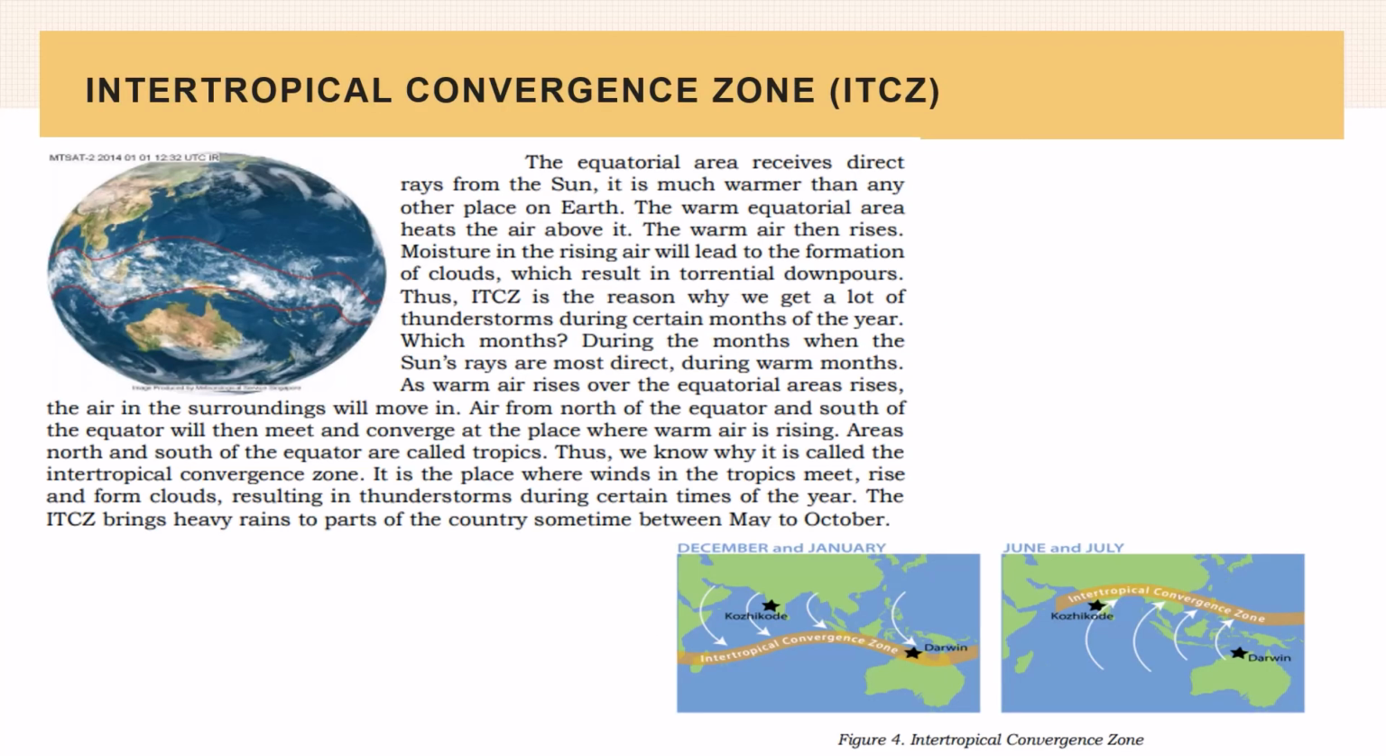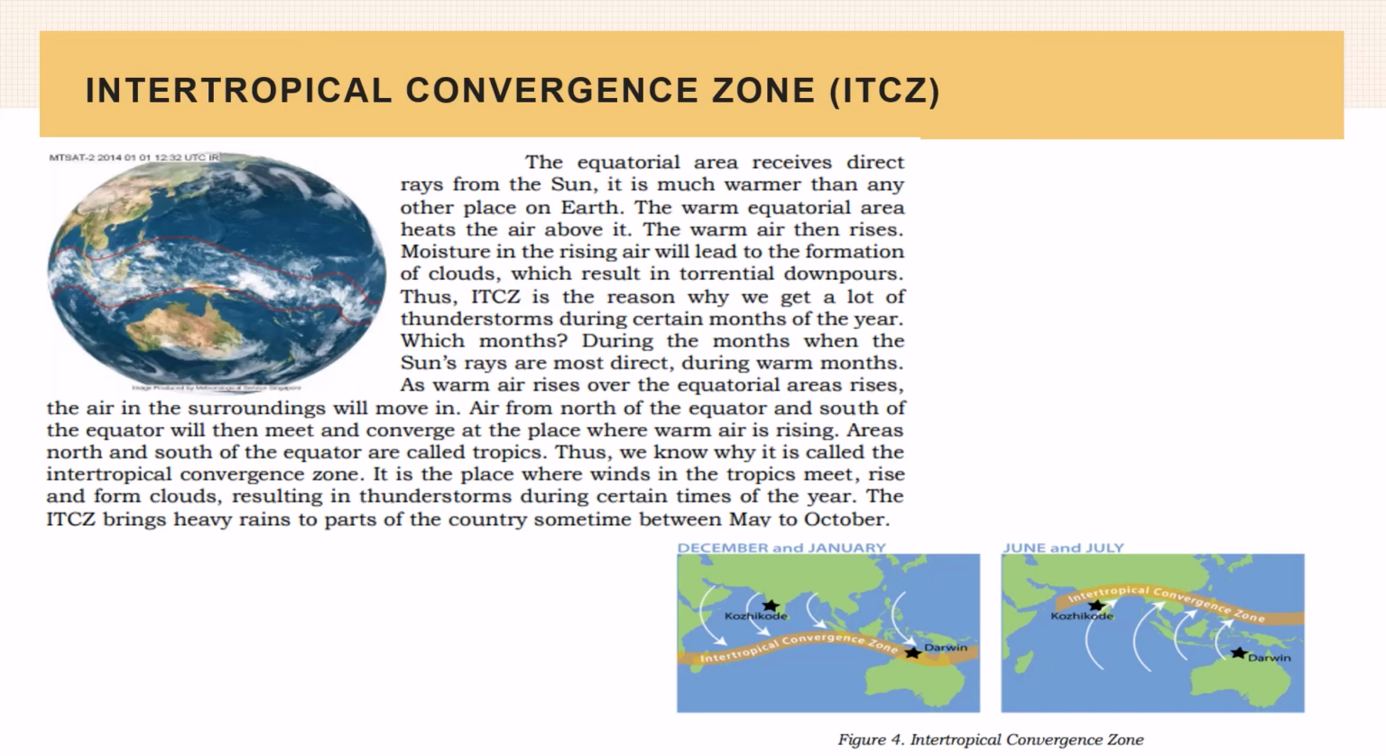Intertropical Convergence Zone, or ITCZ. The equatorial area receives direct rays from the sun. It is much warmer than any other place on Earth. The warm equatorial area heats the air above it. The warm air then rises. Moisture in the rising air will lead to the formation of clouds, which result in torrential downpours. Thus, ITCZ is the reason why we get a lot of thunderstorms during certain months of the year. Which months? During the months when the sun's rays are most direct, during warm months.